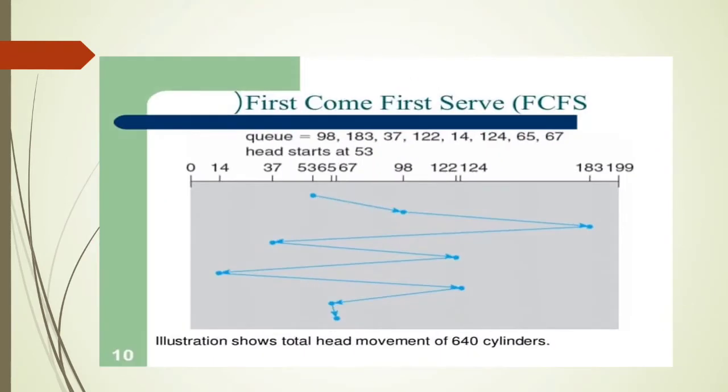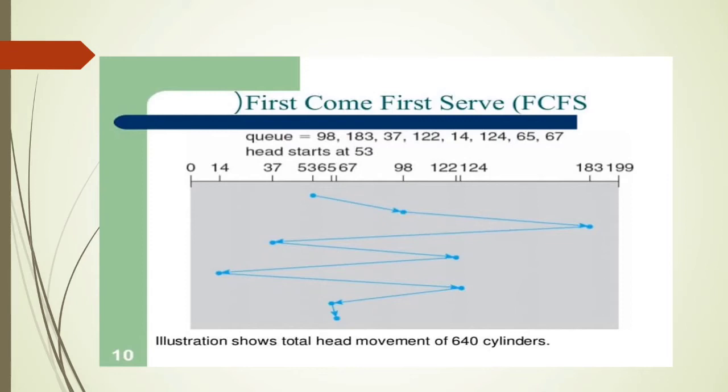Here we have an example through which we can easily understand the first come first serve process. In this we have n number of requests waiting in a queue numbered as 98, 183, 37, that is the sector positions. So here the head starts from the 53rd position. And next it moves to the next process in the queue, that is 98, and then to 183, again to 37, and again to 122, next to 14, and then to 124, and then to 65, and then to 67.